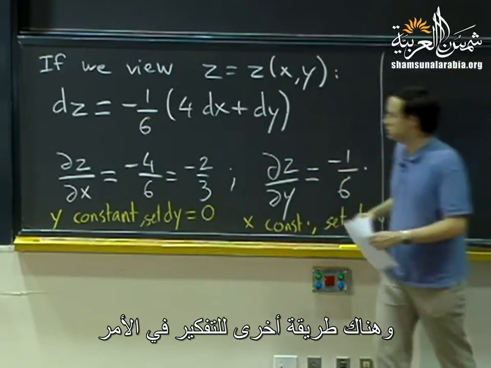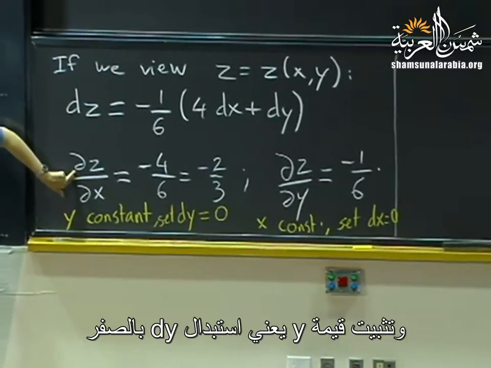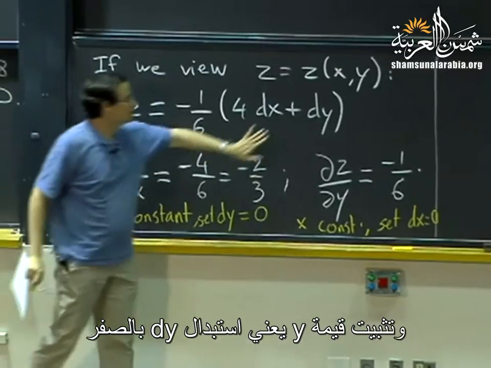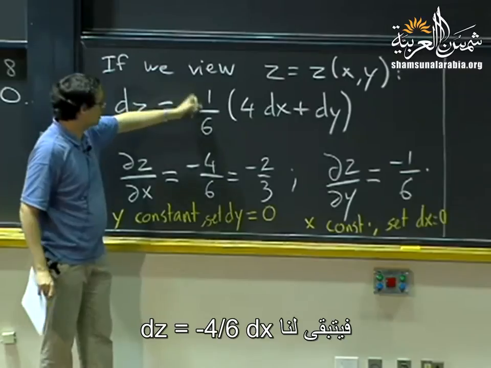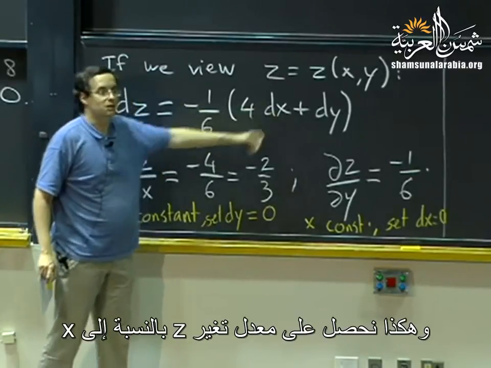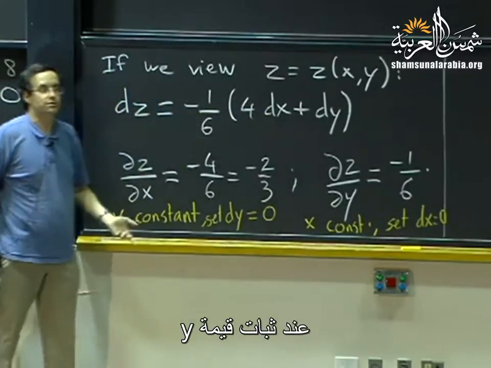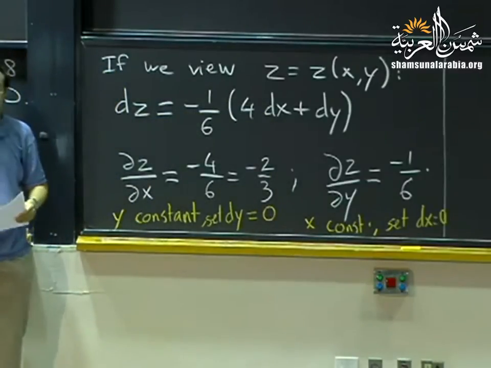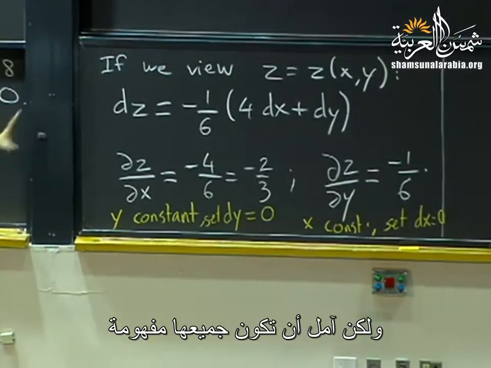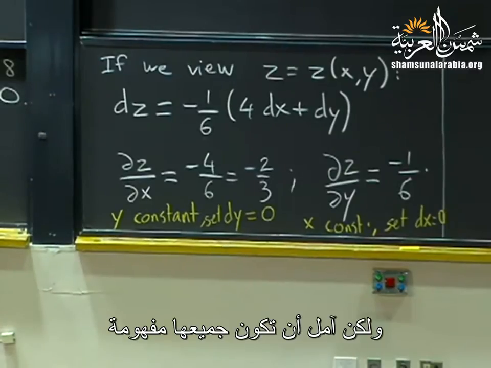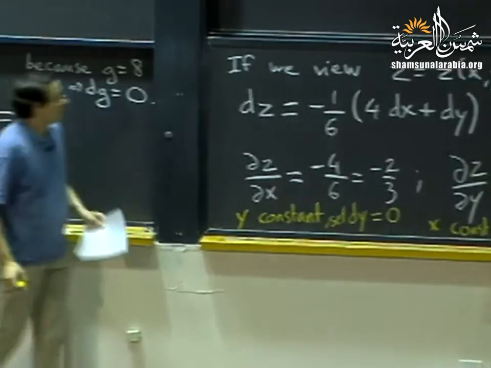Or another way to think about it, if you want to know partial z, partial x, it means you set y to be constant. Setting y to be constant means that you will put 0 in the place of dy. So you'll be left with dz equals minus 4/6 dx. And that will give you the rate of change of z with respect to x when you keep y constant. Okay? So various ways to think about this, but hopefully it makes sense.